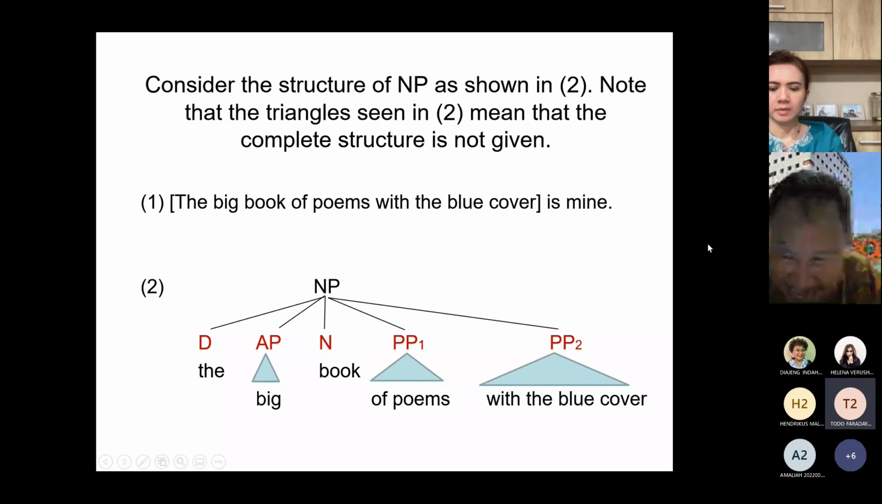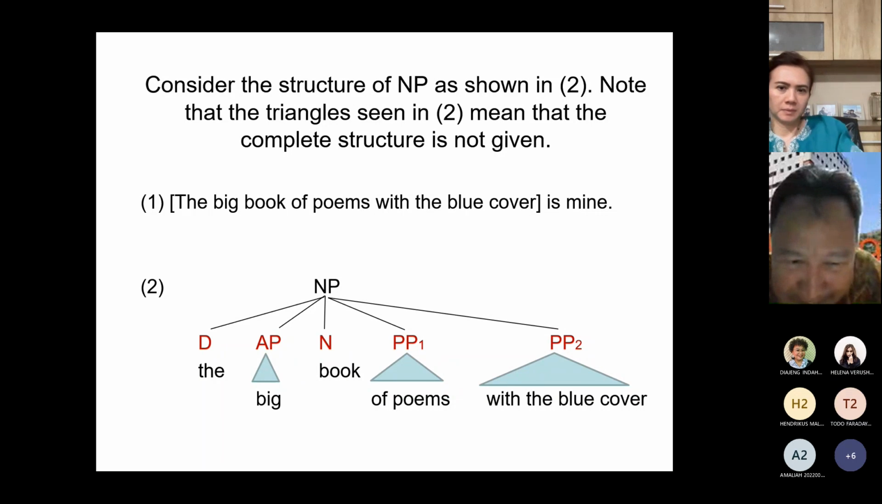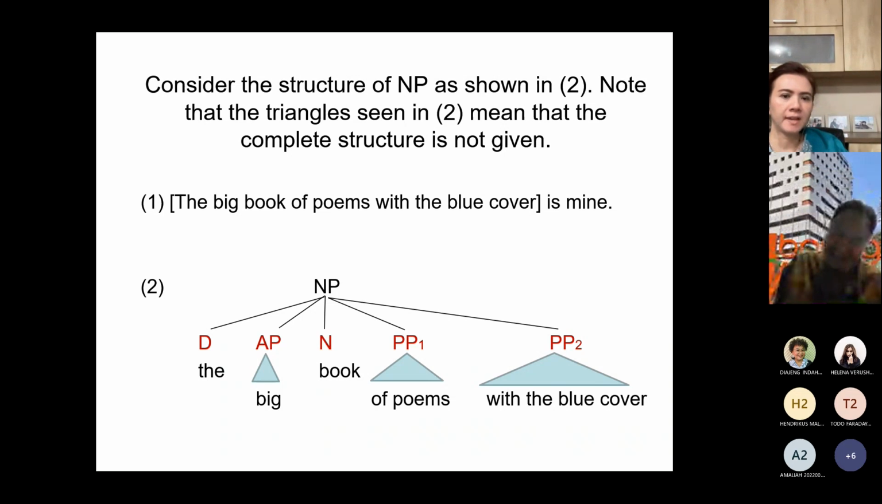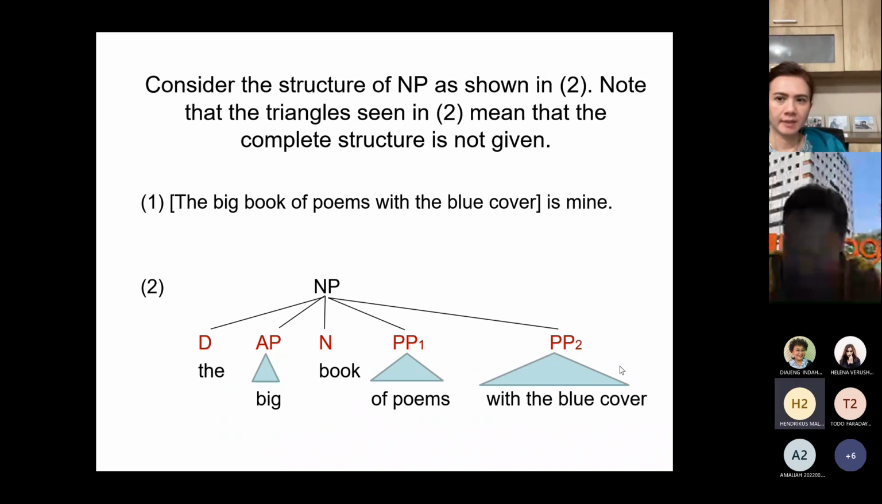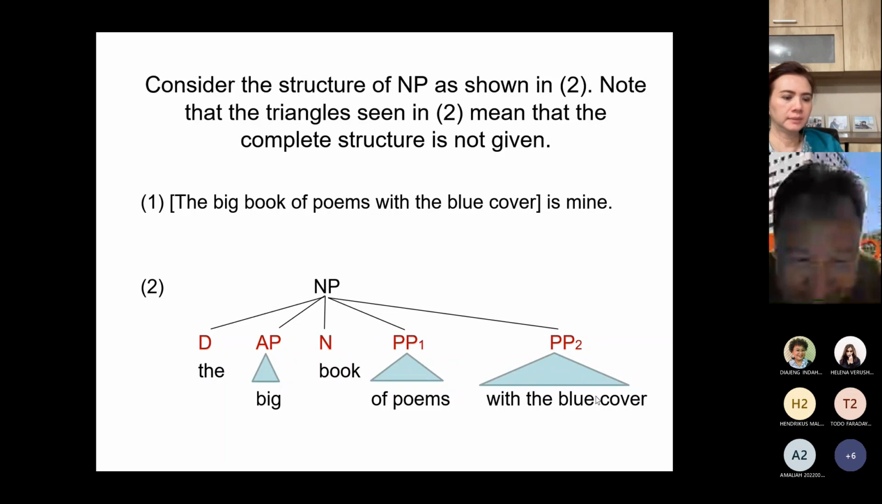I would like you to have a look at number 1 here. So the big book of poems with the blue cover is mine. That is an NP, right? The big book of poems with the blue cover. Is that an NP, everybody? Yes, sir. So if you draw the NP by using phrase structure rules, you will have something like number 2, right?